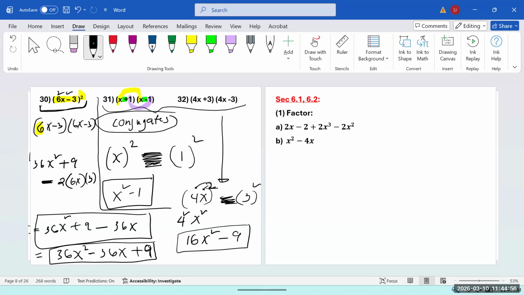Now, for 2 terms, there are so many scenarios. This is our scenario number 1. We have a GCF. So when you have a GCF, what do you do? What is the GCF between x squared and 4x? X. So you factor out your x, and then what remains? X minus 4, and you are done.